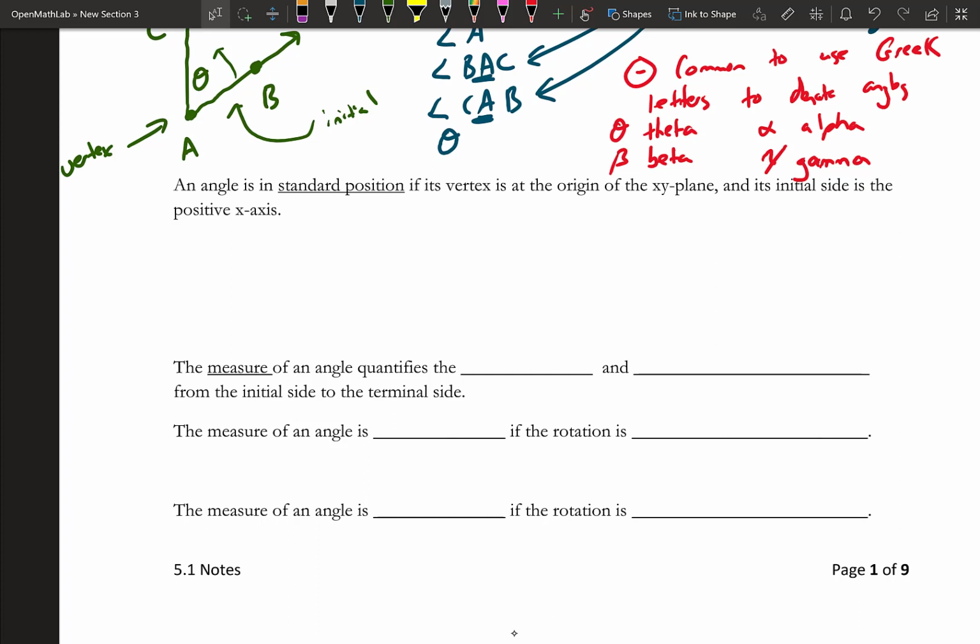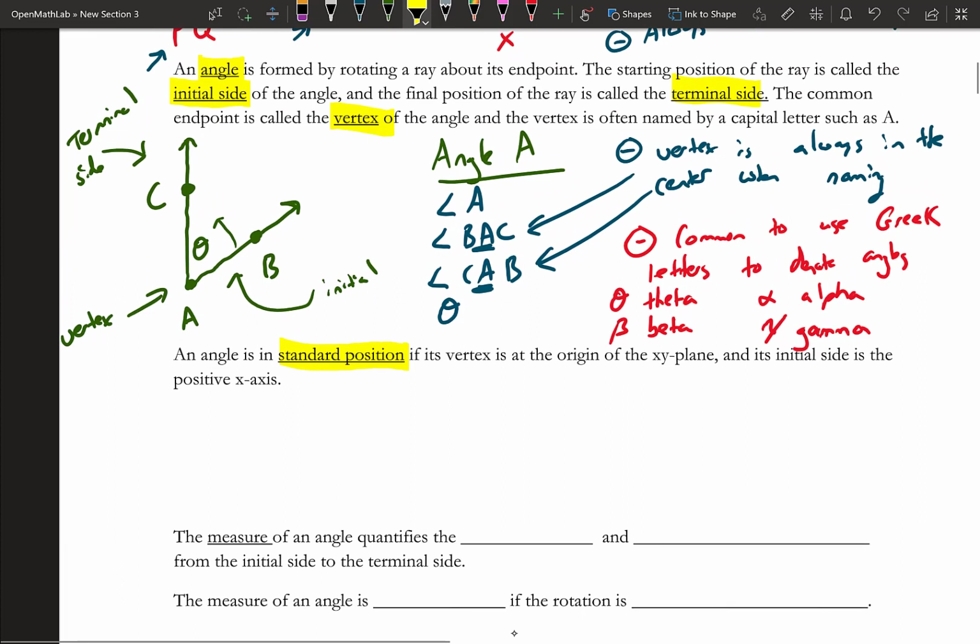So the next thing that we want to discuss is what we call standard position of an angle. An angle is in standard position if its vertex is at the origin of the xy plane and its initial side is the positive x-axis. So essentially, we take this vertex A B here, make this be the x-axis, and then draw the y-axis right through the vertex. So this is the positive y, this is the positive x, negative y, and we're putting that on the xy plane in this fashion. So that would be in standard position.